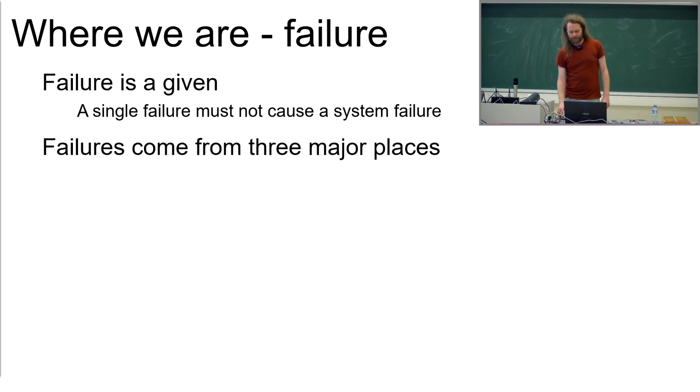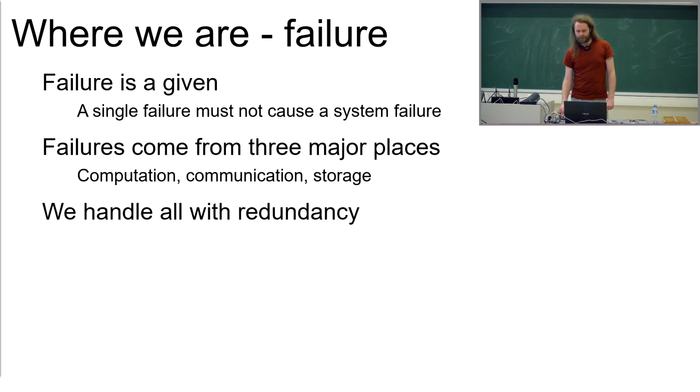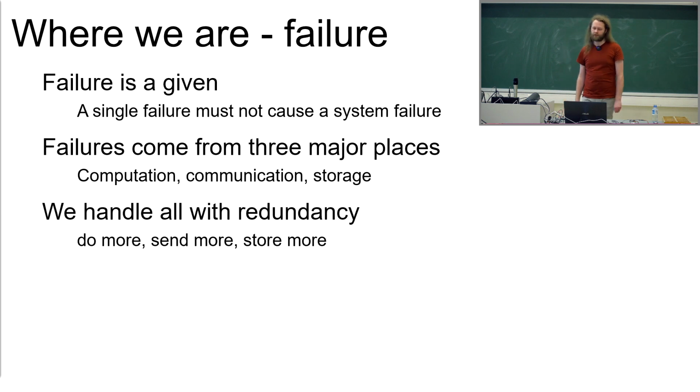And we know that failures can come from 3 major places. You can argue that this is a learn-by-heart list, but it's fairly obvious. We get the wrong results, we aren't able to communicate, or the thing that we stored was some data that we weren't able to restore. We handle all of these with redundancy. So we do more in more places. We send more so that lost messages are dealt with in some way. And then we store more, so we store duplicates.